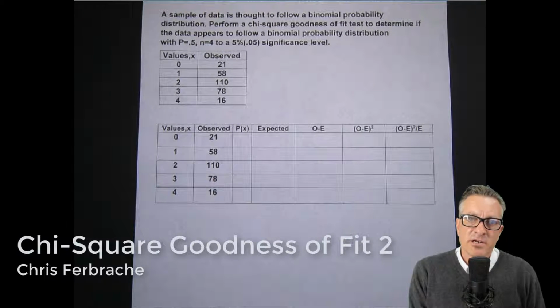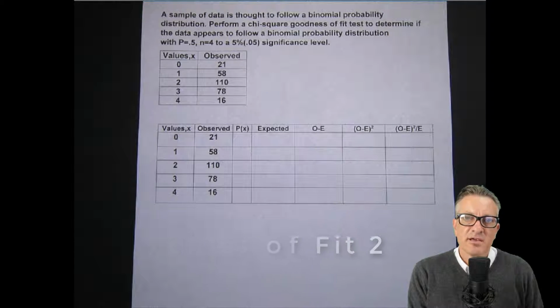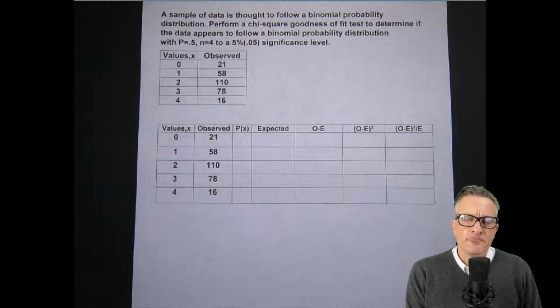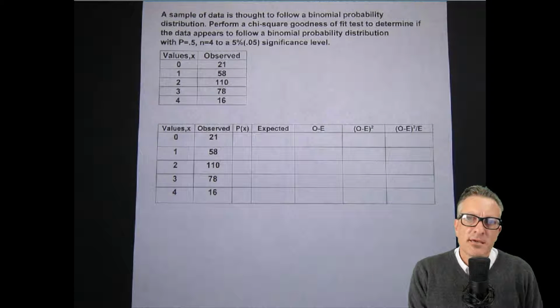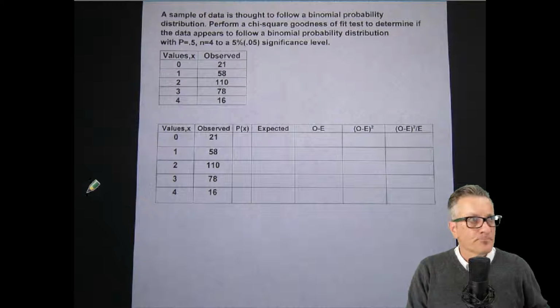This is Chrisferb, and I'm going to review a chi-square goodness of fit test. This type of test is a little bit more difficult than the prior dice problem one that I did. This one, we are trying to see if our data follows a binomial distribution, which makes it a little bit more tricky. Okay, we'll get started.